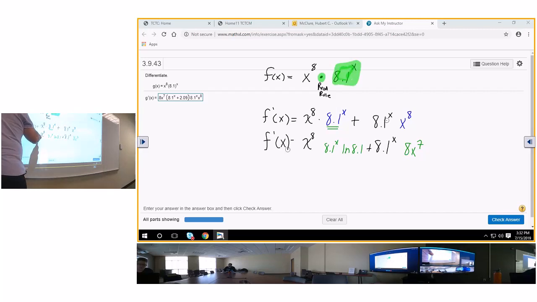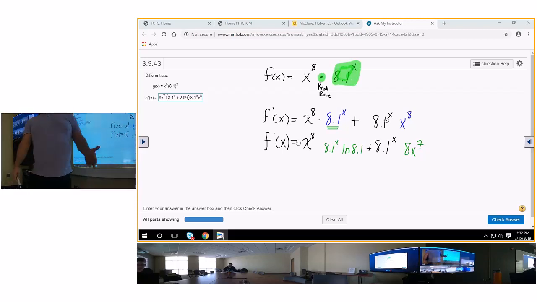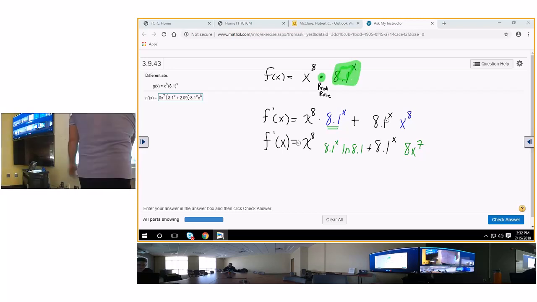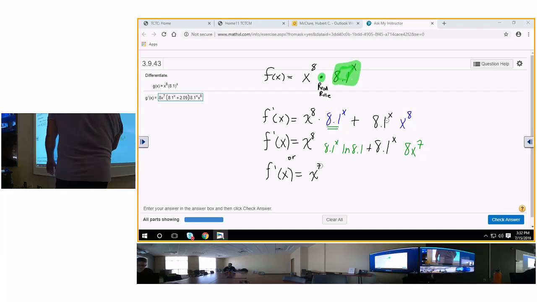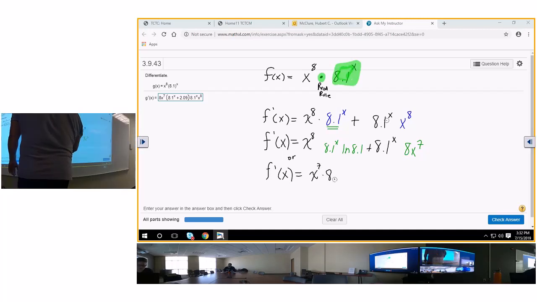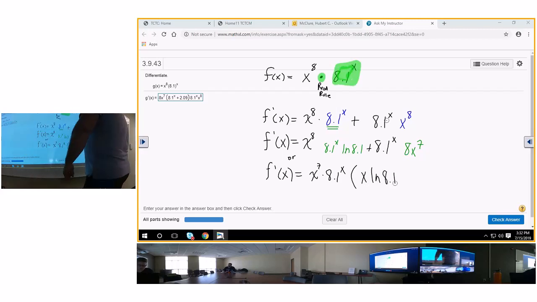All right, now. That's pretty much it. Except you can factor out an x to the 7th and an 8.1 to the x if you wanted to. And that's going to give you f prime of x is equal to x to the 7th times 8.1 to the x times the quantity x times the natural log of 8.1 plus 1.